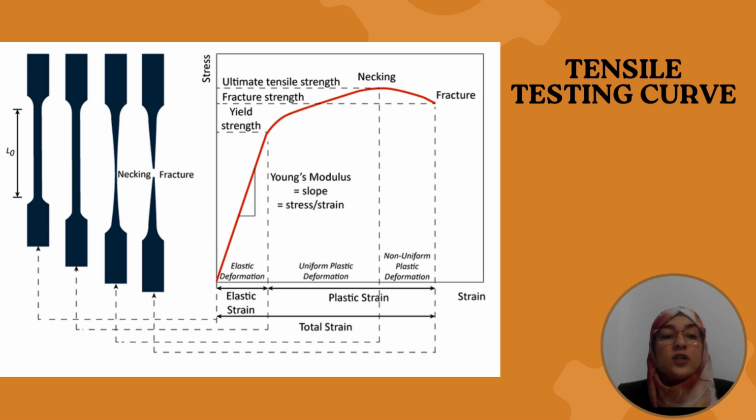Total strain and reduction in area. These parameters are often calculated based on the final dimensions of the specimen after fracture, providing information about ductility. So, understanding the stress-strain curve is crucial for assessing a material's behavior under different loading conditions and designing structures with appropriate safety margins. Different materials have unique stress-strain curves, and variations may occur based on factors such as temperature.